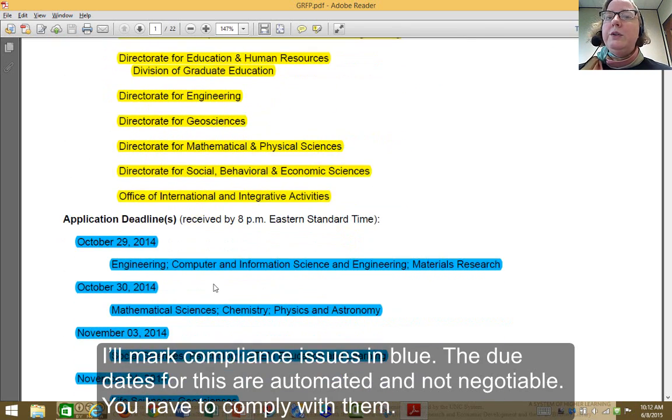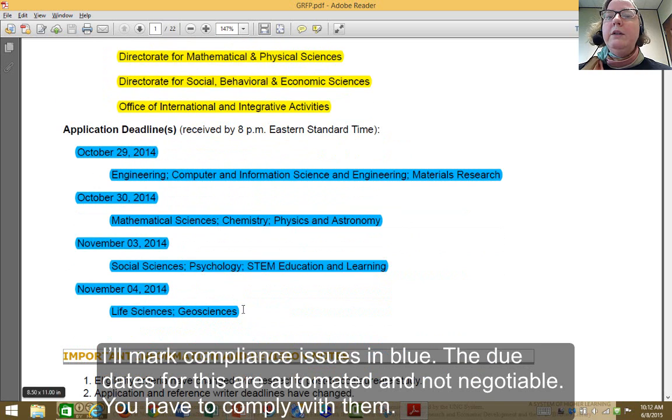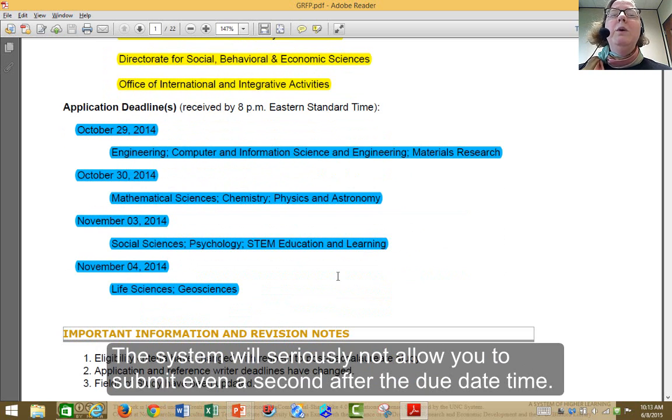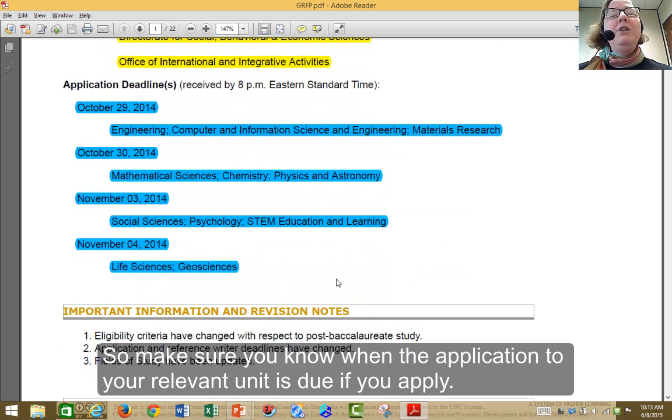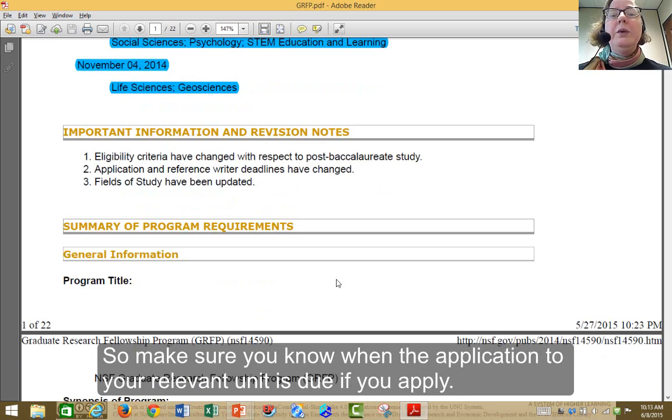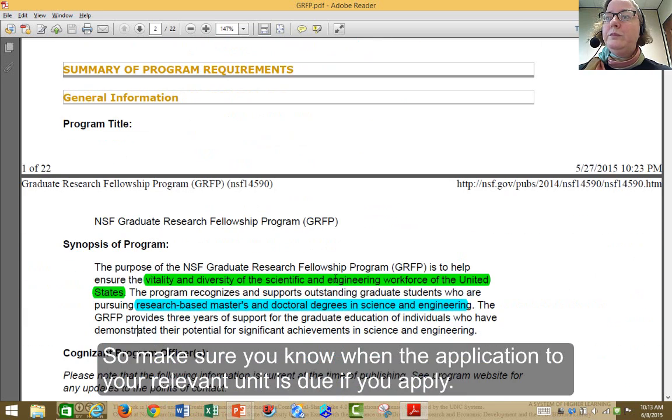I'll mark compliance issues in blue. The due dates for this are automated and they're not negotiable. You have to comply with them. The system will seriously not allow you to submit even a second after the due date time. So make sure you know when the application to your relevant unit is due if you apply.